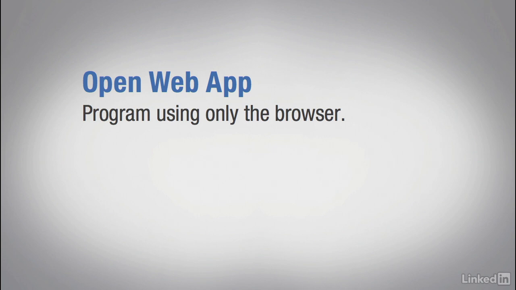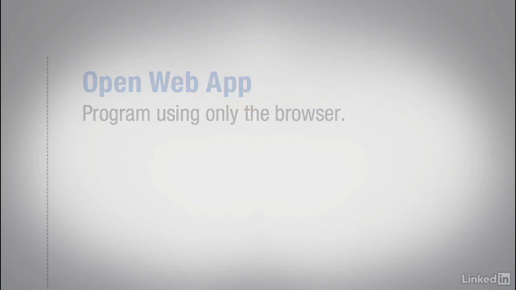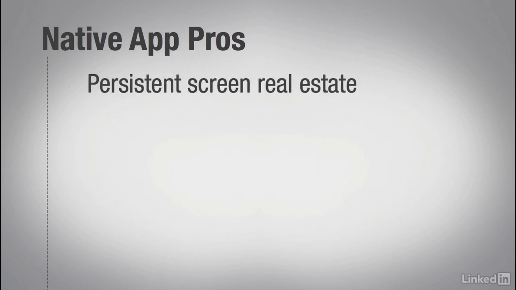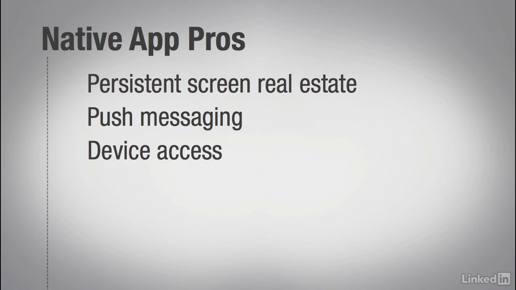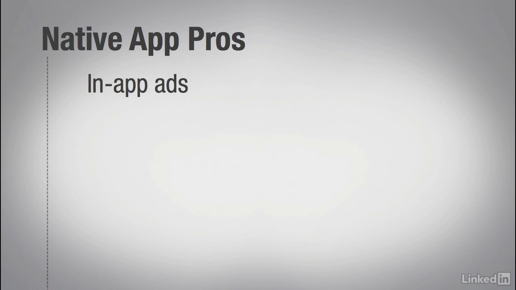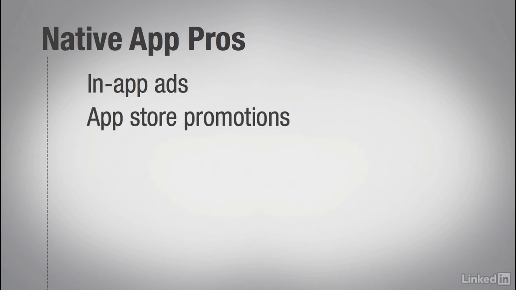There are pros and cons for using each of the different kinds of apps: native apps, hybrid apps, and open web apps. On the native app side, the pro is you have persistent screen real estate. There's an icon sitting on the screen of the phone. You can integrate push notifications. Your app will have access to the device's capabilities, such as the camera, libraries, microphone, address book, etc. You'll have native performance, so the app will be able to perform to the speeds of the device. You can make in-app purchases, include in-app ads, and promotions through the app.